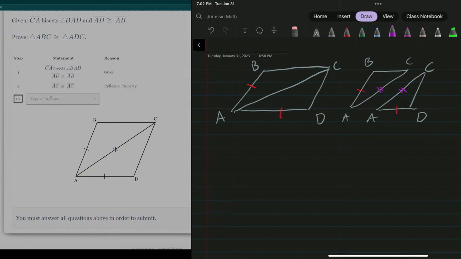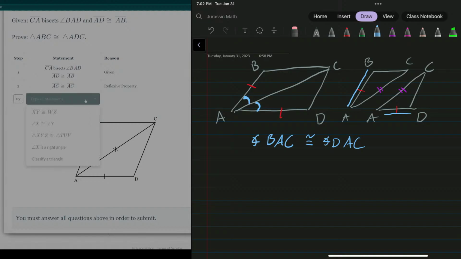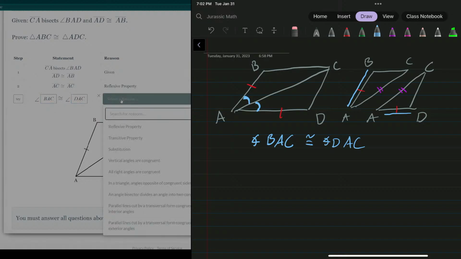Now, I'm going to talk about this one. CA bisects BAD. You can clearly see that it's marking this angle and this angle. So angle BAC is going to be congruent. And if you notice on my other triangles, I went along the red one first, which means I need to go along the red one over here, which is angle DAC are congruent. So I can tell two angles. We have angle BAC and DAC. And that was just the definition of bisect.